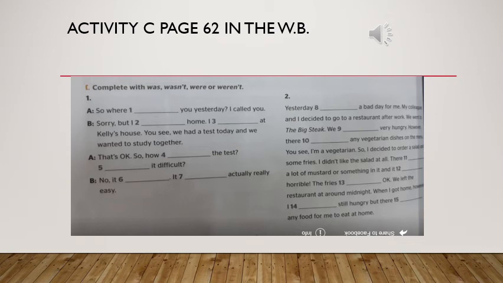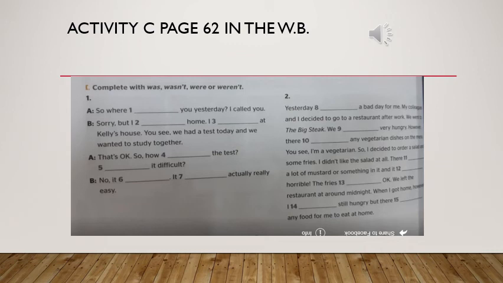So, number 4, how was the test? Now, question. She wants to ask about the test. Was it difficult or easy? So, what do we use for the test? We use was because it is singular. So the question is, was it difficult? No, it wasn't. It was actually really easy. Okay. Now, let's go to number 2. Yesterday, what do we use for yesterday? Yesterday means one day, right? Singular. So, yesterday was a bad day for me.